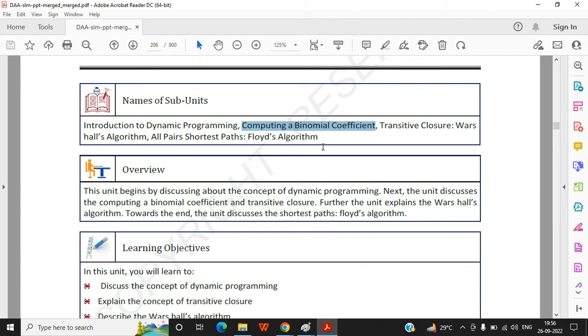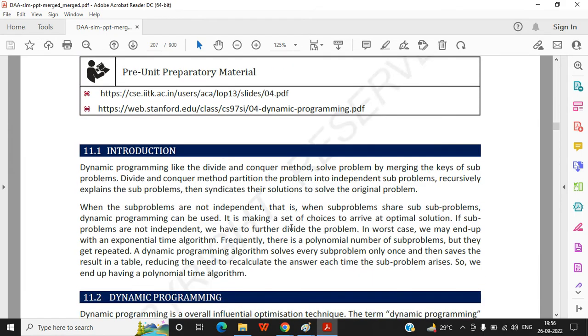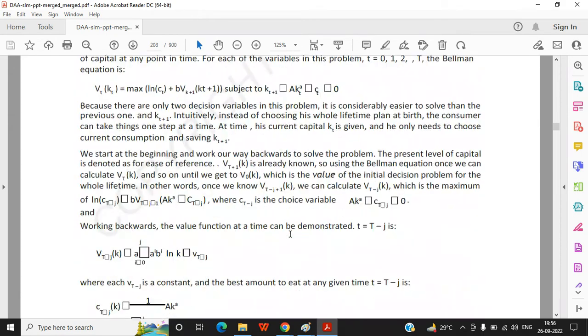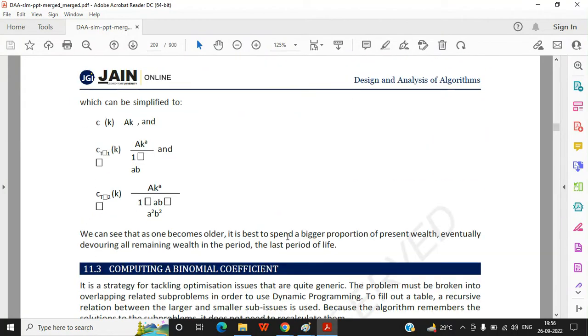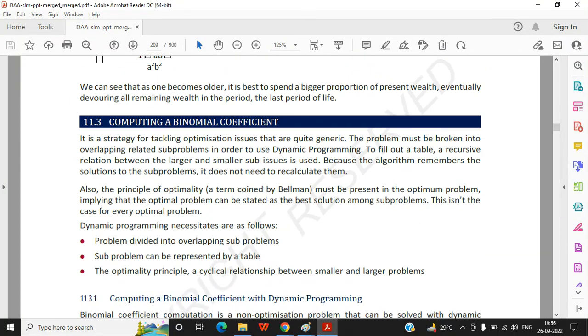Just try to remember, because the process is not so hard. But if you want to grasp it by reading the book, it will be a maze. So just try to follow my words. Okay, first we will do computing binomial coefficient.